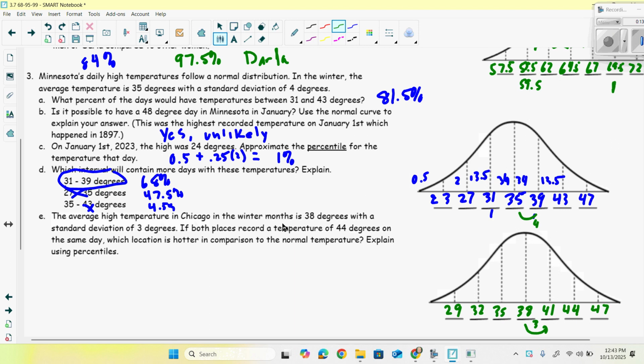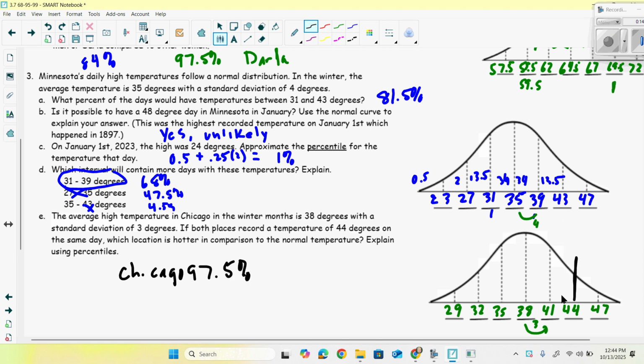The average high temperature Chicago, we did that. If both places recorded temperature of 44 degrees on the same day, which location is hotter in comparison? This is kind of like Darla and Tony, I think it was. So let's do a quick comparison here. 44 degrees. This is only 2.5. So for Chicago, that's in the 97th and a half percentile.